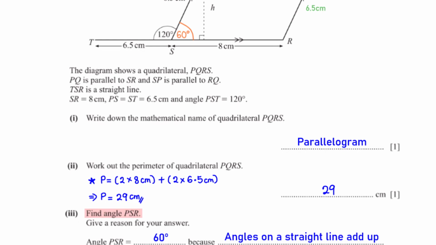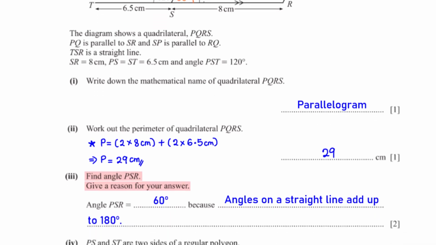Find angle PSR. Give a reason for your answer. Angles on a straight line add up to 180 degrees. So when we subtract 120 degrees from 180 degrees, we get angle PSR to be 60 degrees.